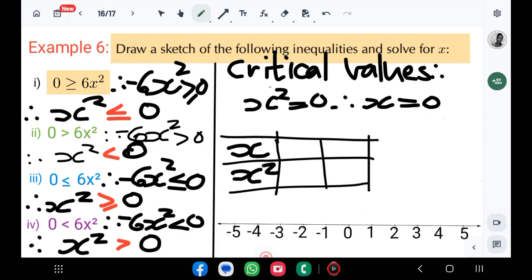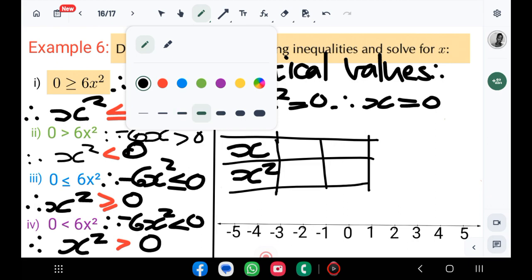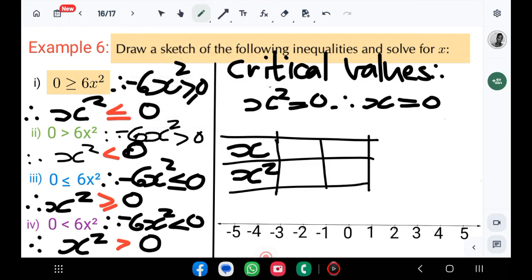Okay, the critical value is 0. Now, when is x squared equal to 0, or x equal to 0? x equals 0 at 0. And x squared equals 0 at 0 squared, which is equal to 0. So that is also 0 there. All right. Now, what happens to the right of 0?